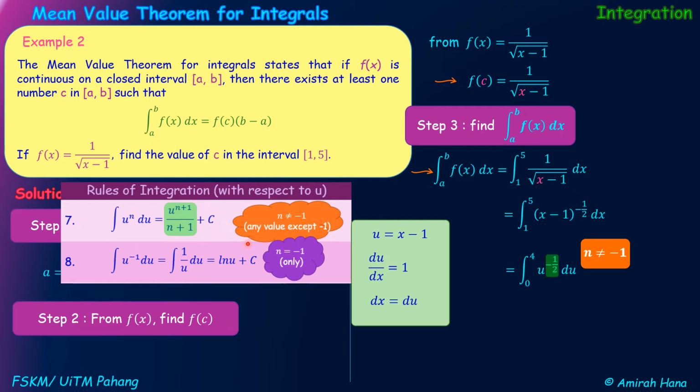So using this formula, we get u to the power of half. How do we get half here? Because n, which is negative half, plus 1, gives positive half. And then over n plus 1, meaning over negative half plus 1, which equals half. And when we integrate a definite integral, there is no need to put plus c, but we must put square brackets with the lower limit and upper limit.